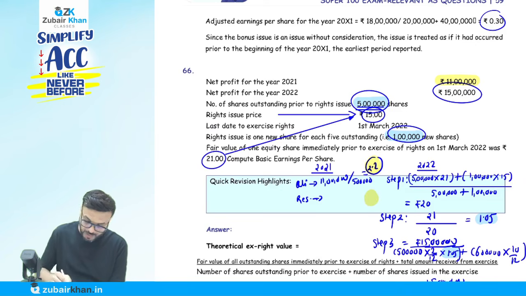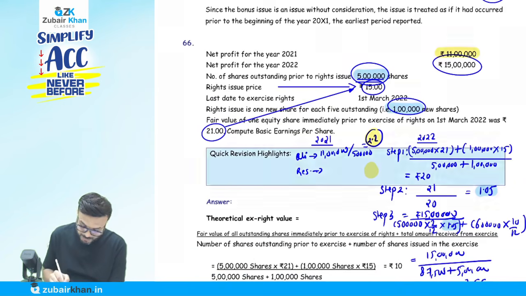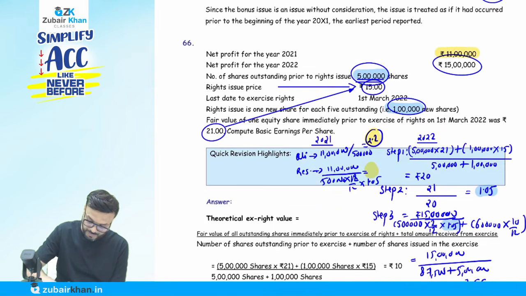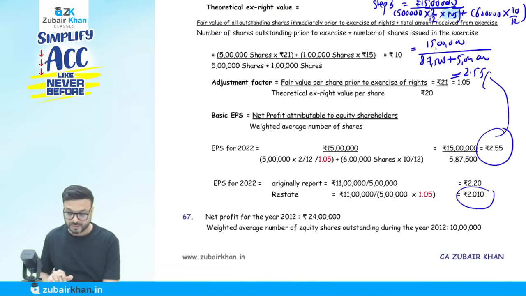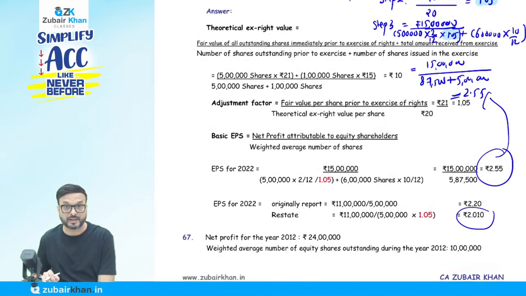Now I restate that. Again, how much is the profit for the last year? 11 lakh divided by 5 lakh shares, multiplied by 12 by 12 for the whole year, multiplied by the adjustment factor 1.05. How much is it coming? 5 lakh multiplied by 1.05 is 5 lakh 25,000. So 11 lakh divided by 5 lakh 25,000 is coming 2.09, or 2.10. Okay, done. This is how we calculate.